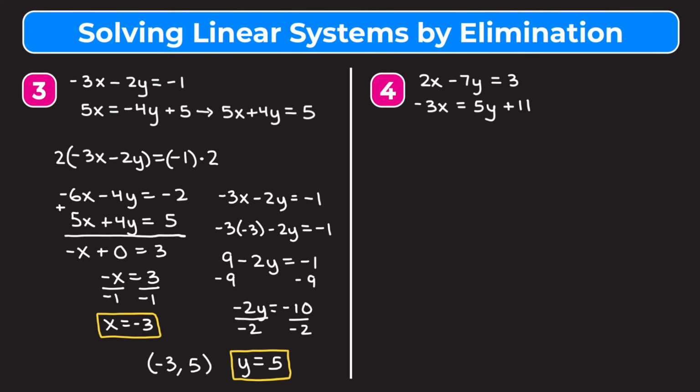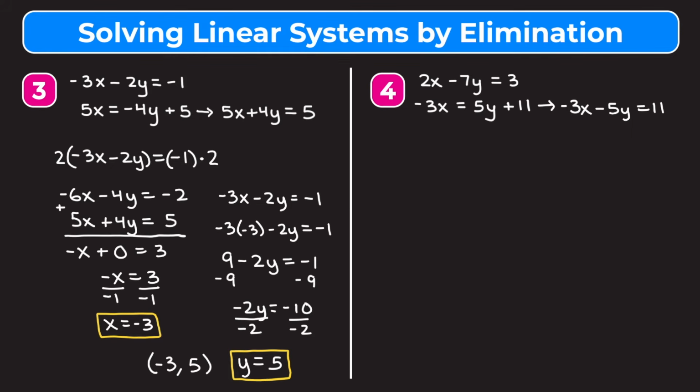So what I first want to do is move the 5y in my bottom equation to make the x and y on the same side so it looks closer to the first equation. So I'm going to subtract 5y from both sides. I'll get negative 3x minus 5y equals 11. And now we just have to pick if we want to eliminate the x's or eliminate the y's. I'm going to pick the x's because the numbers are smaller, so it's going to be a little bit easier.